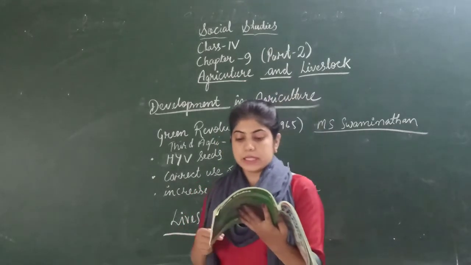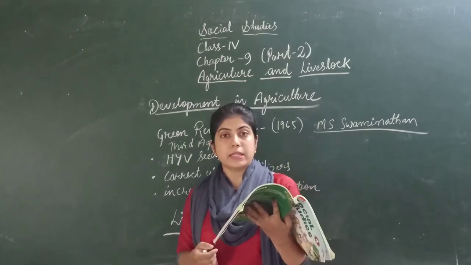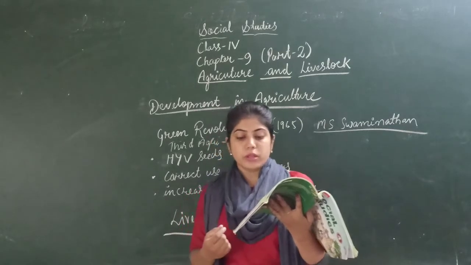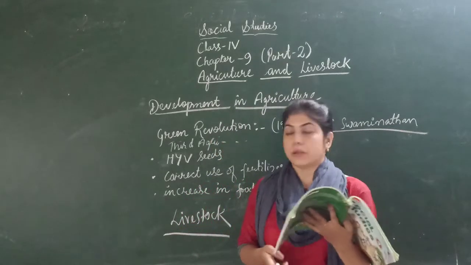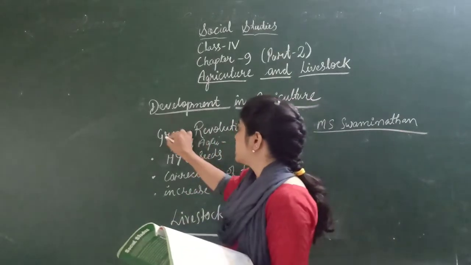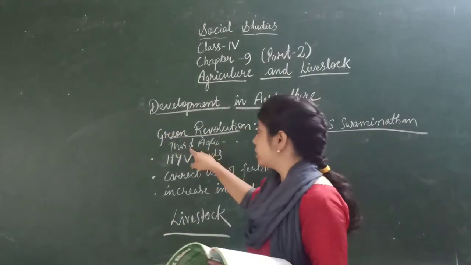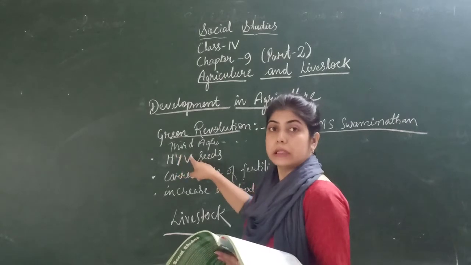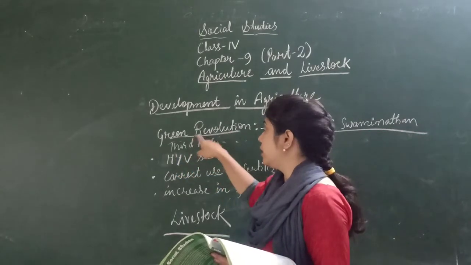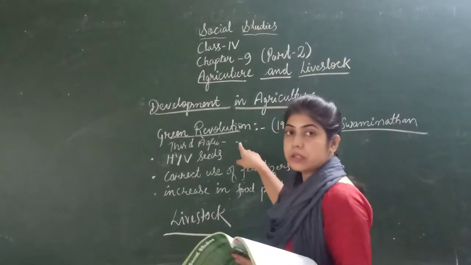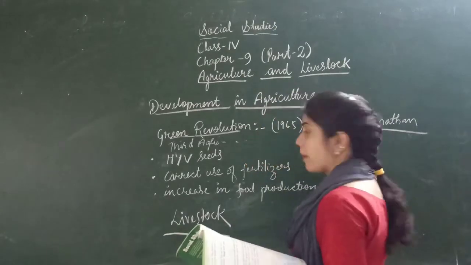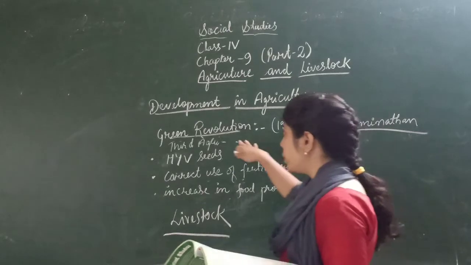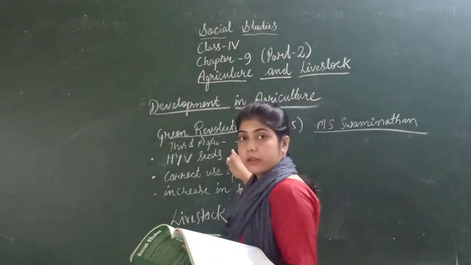So these changes were brought in during 1970, and this movement is known as the Green Revolution. Green Revolution, जिसे हम हरित क्रांति कहते हैं या the Third Agricultural Revolution, okay, and this was brought by M.S. Swaminathan in the year 1965. So what are the features under this Green Revolution?